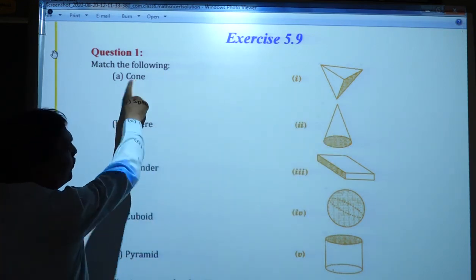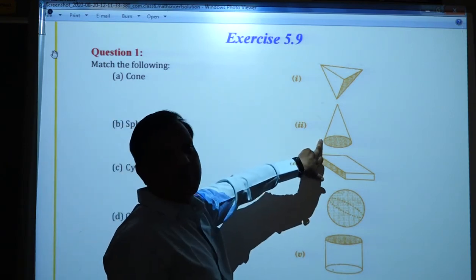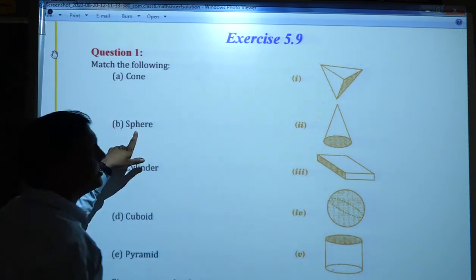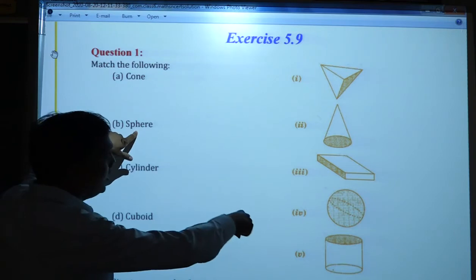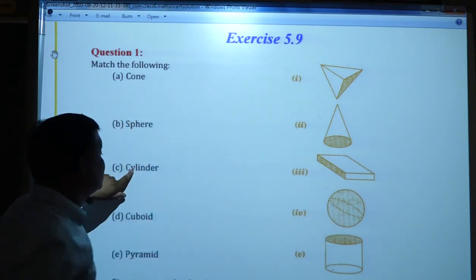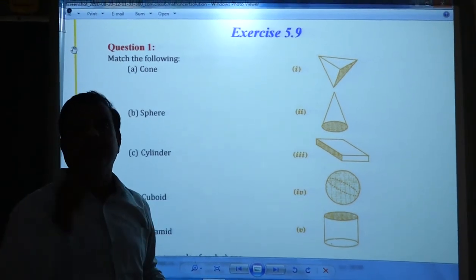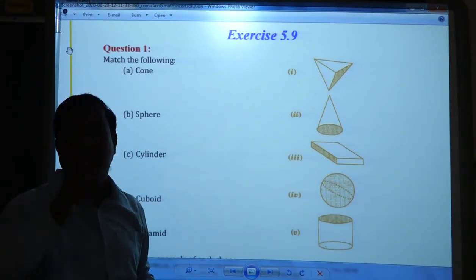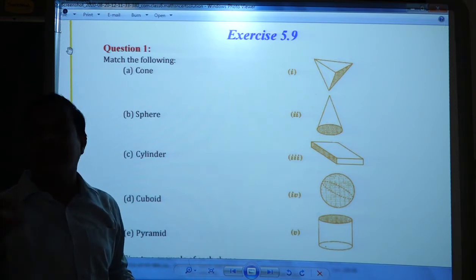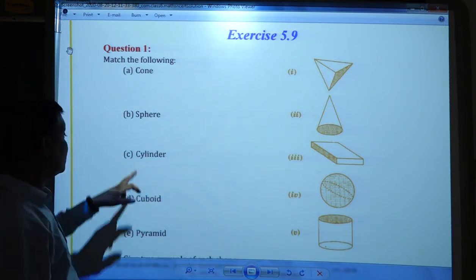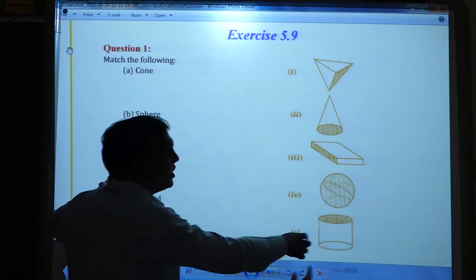Match the following. Cone. Which one is the cone? This is the cone. Already we learned. Sphere. Sphere means ball. Where is the ball? Here is the ball. It is a sphere. Cylinder. Cylinder means any glass-like shape, like your pen, your pencil, your water glass or water bottle or our gas stove cylinder. All those are cylinder shapes. So where is the cylinder shape here? Here is the cylinder shape.